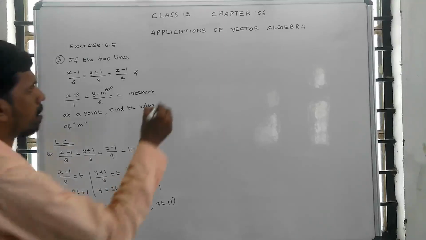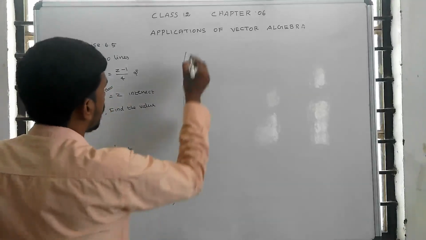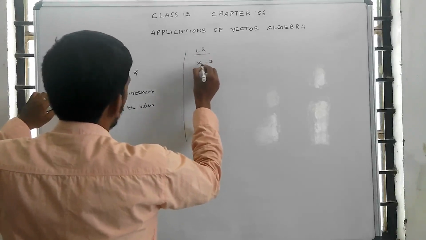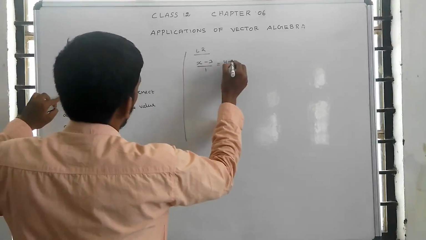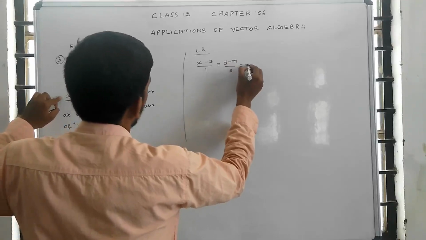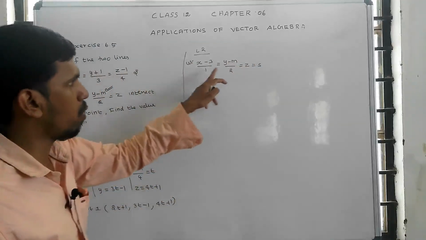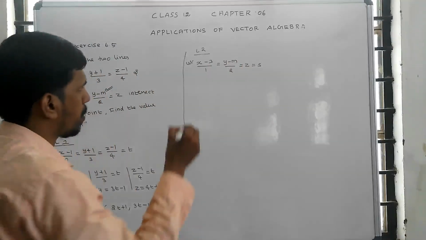That is the moving point on the first line. Now take line 2. The second line: (x minus 3)/1 equal to (y minus m)/2 equal to z, let this be equal to s. So we write the x, y, z values in terms of s.